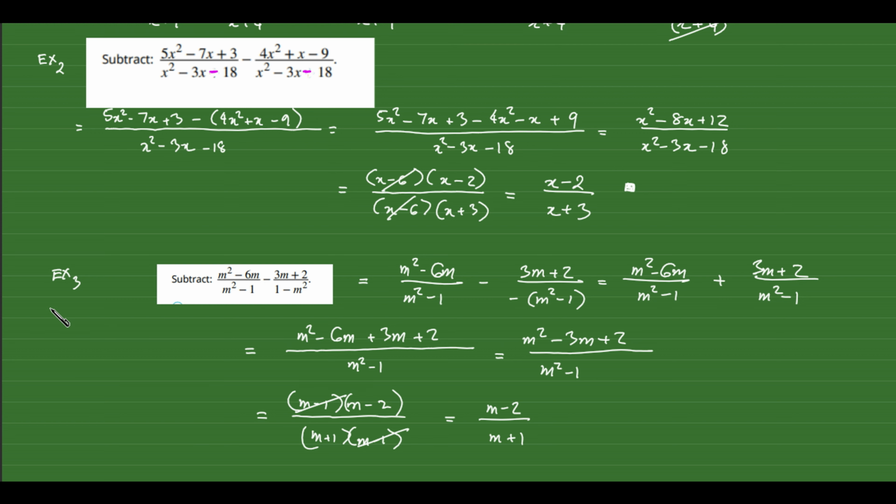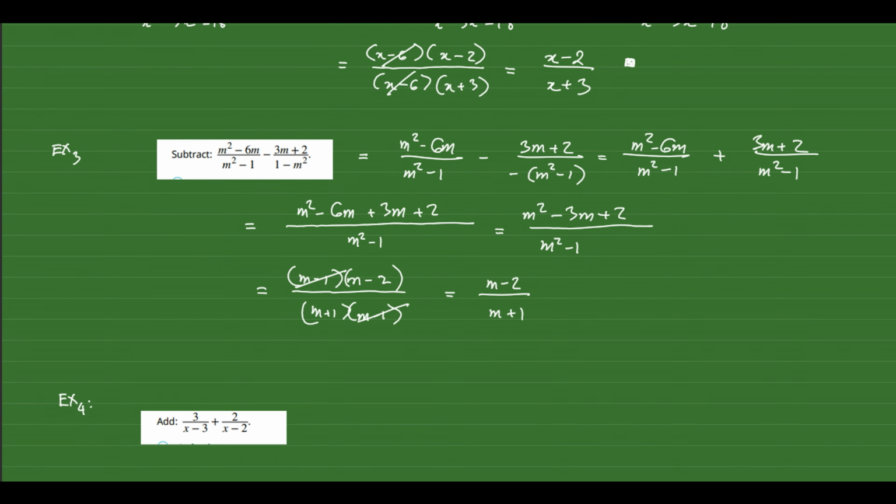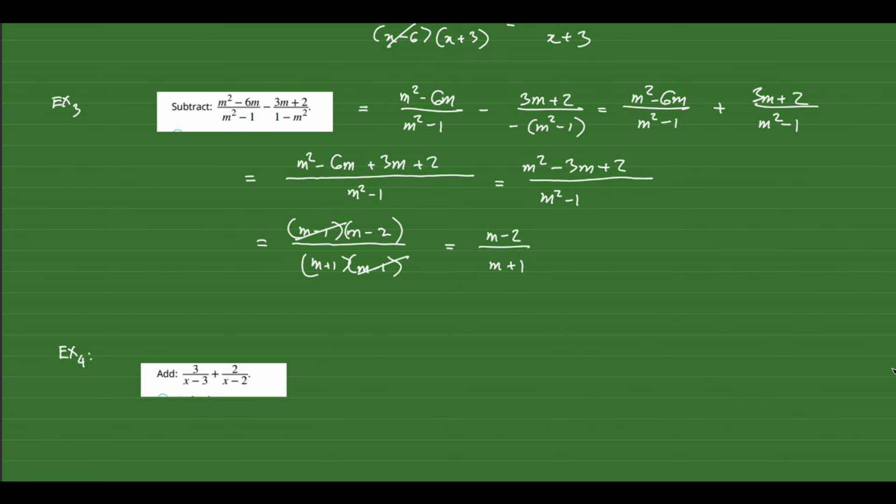Alright, so on the example here, they have the same denominator. Okay, they all have the same denominator. Now let's take a look at this one right here. Example number 4. In this example, we have different denominator. You see, one is x minus 3, and the other one is x minus 2.